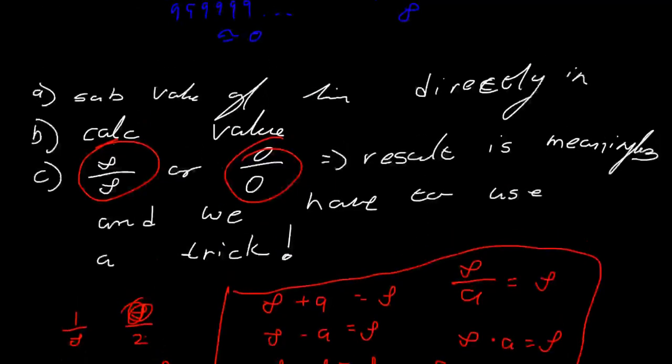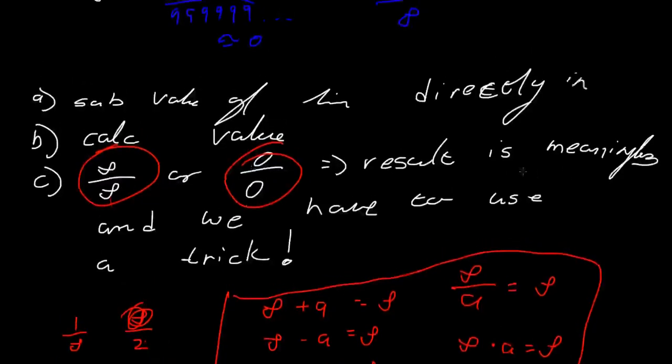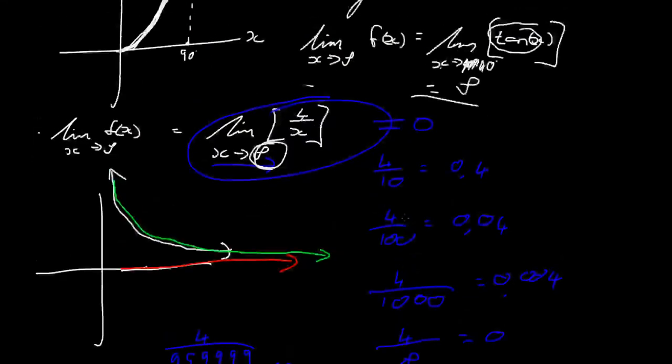Okay, so here's your 3 steps. Substitute your limits in. Calculate the value. Okay. If you end up with infinity over infinity or 0 over 0, we will have to use a trick because that result is then meaningless. Okay. So let's just open a new page here.